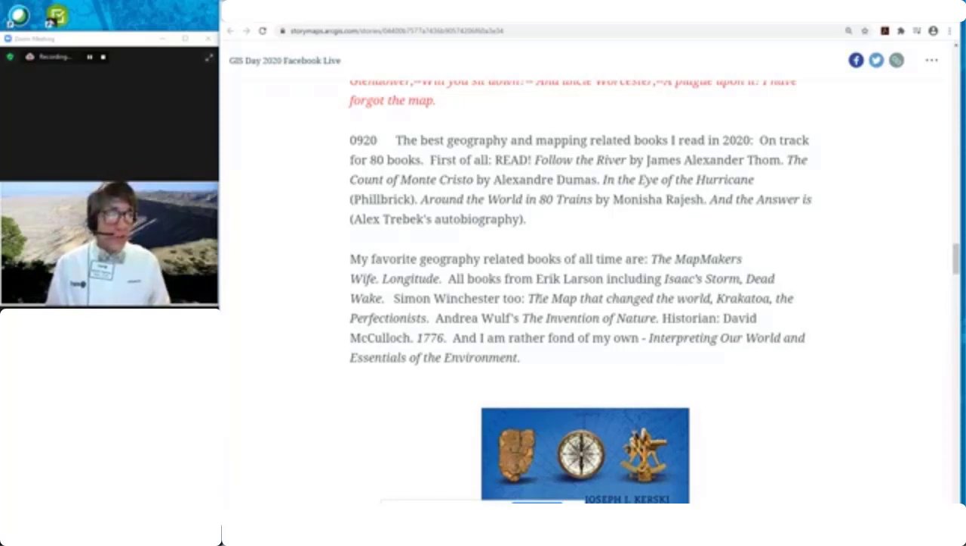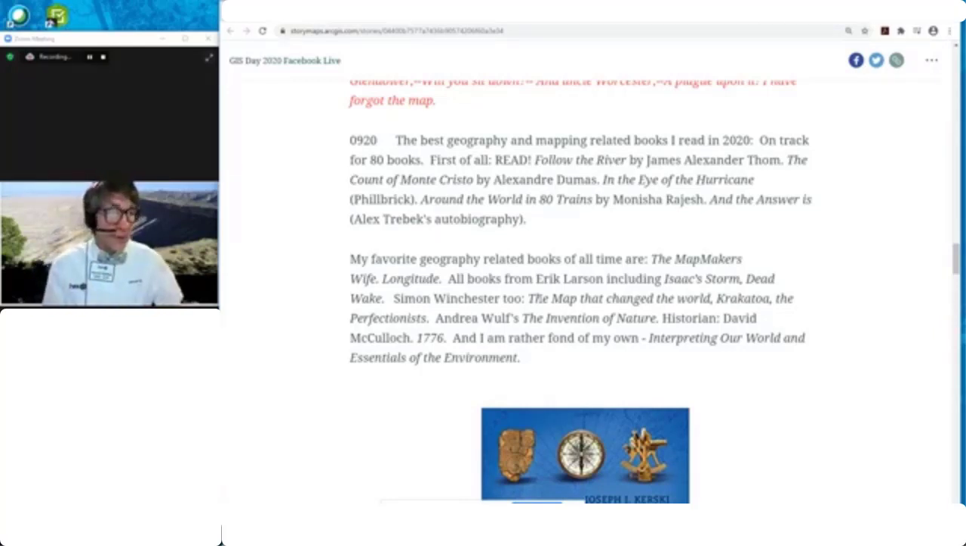And all books from Erik Larson, including Isaac's Storm about the 1900 hurricane, Dead Wake about the Lusitania, and others. I mean, he's just a joy. Simon Winchester, too, very well-researched author, and his The Map That Changed the World about William Smith's map from 1810 in England and Wales, Krakatoa, and The Perfectionists, which is about engineering, but it's as much about geography as about engineering. Also, Andrea Wulf, and I had the pleasure to meet her at the Esri user conference a couple of years ago, The Invention of Nature about von Humboldt. And then anything from David McCullough, including 1776.